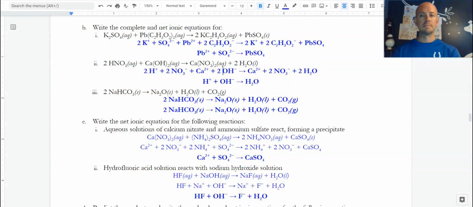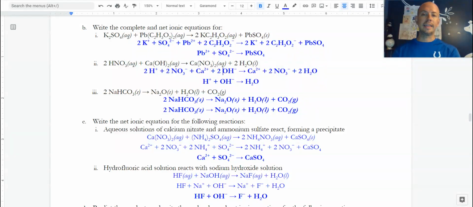So the calcium and the nitrate don't change from left to right, but the hydrogen and the hydroxide combine to make water. Even though it's 2, 2, and 2, we often reduce that to the lowest coefficients when we simplify our reactions.